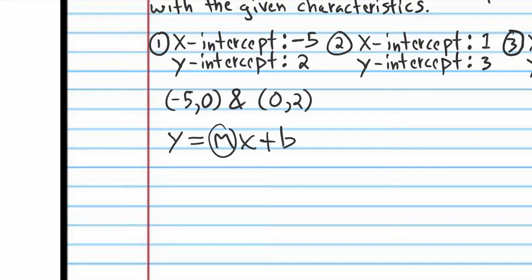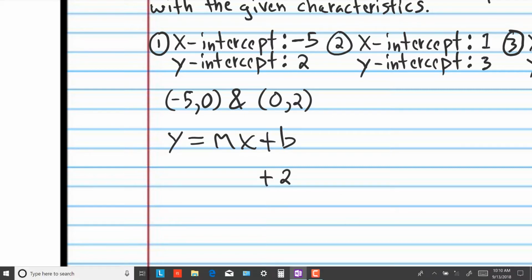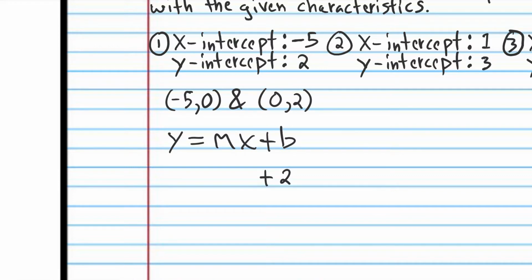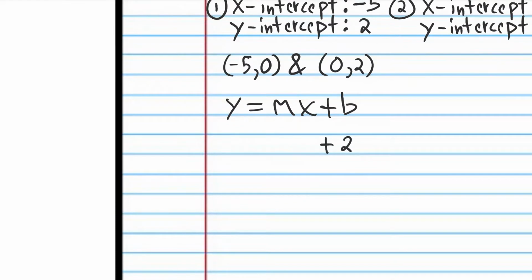We don't have the slope, but we do have a point we can plug in for x and y, and we do have b. b is the y-intercept. So b is actually 2. So we can go ahead and just plug in 2 for b. And if we use the point (0, 2) for x and y, that's actually not going to give us any additional information. So we have to use this other point here. That's an important thing to remember.